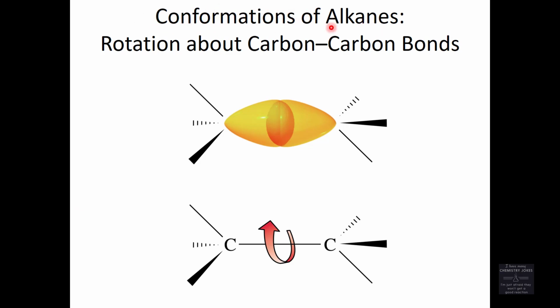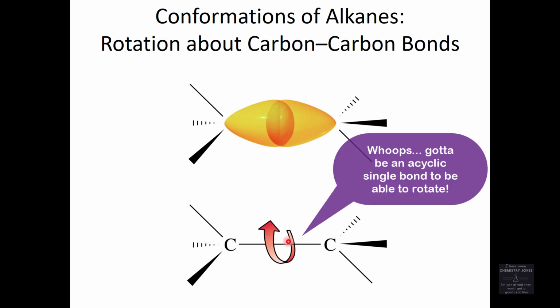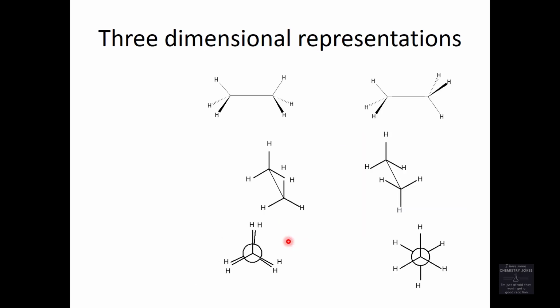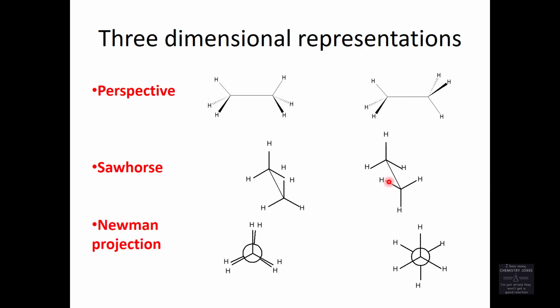Because alkanes have all single bonds, rotation can happen around all single bonds. So rotation will get us different perspectives to look at the same molecules. There are three main ways that we draw these organic molecules. This top one is called a perspective drawing. The middle one is called a sawhorse, and the bottom one is called a Newman projection.